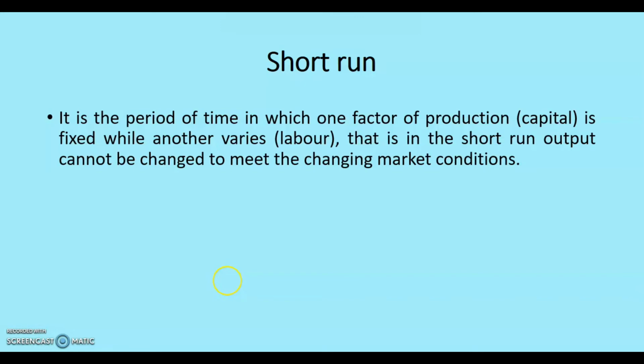So if you want to increase output in the short run, then what you can do is either increase your raw material or increase your labor force. In other words, the labor that you've employed will have to work overtime. But then you have no control over the fixed factor. That is what? In the short run.